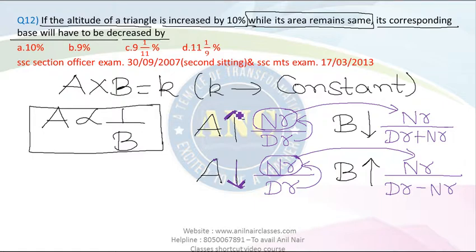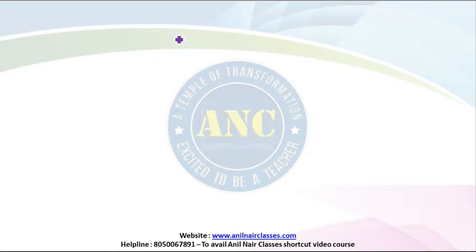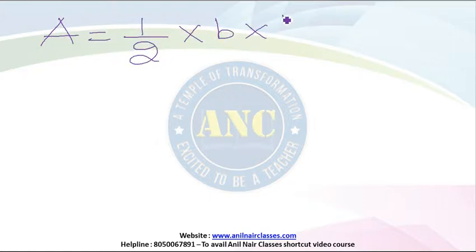But I am not interested in the proof in this concept or in this question. I am interested in solving the question. Your question is, if the altitude of a triangle is increased by 10% while its area remains the same, then its corresponding base will have to be decreased by what percent? Area of a triangle is half into base into height.